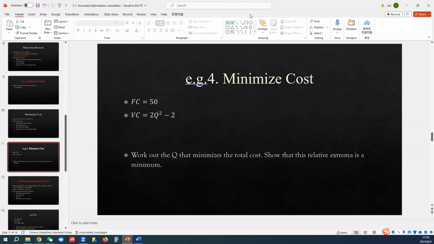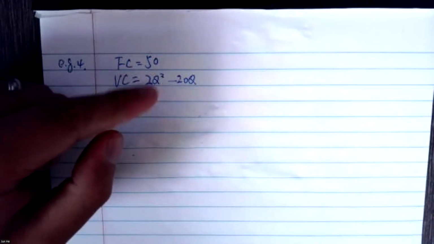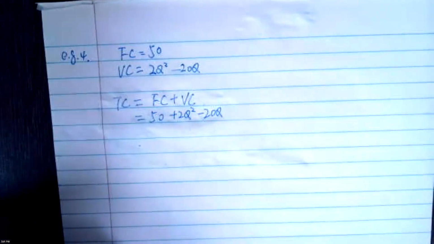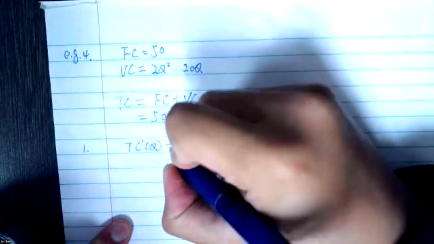So you're provided with this cost function in which fixed cost is 50, variable cost is 2q squared minus 20q. And the total cost, again, is the summation of fixed cost and variable cost. That is 50 plus 2q squared minus 20q. Okay. Then let's do the 2 steps. Step 1, we need to solve the first order condition.